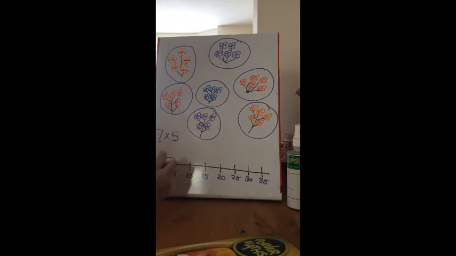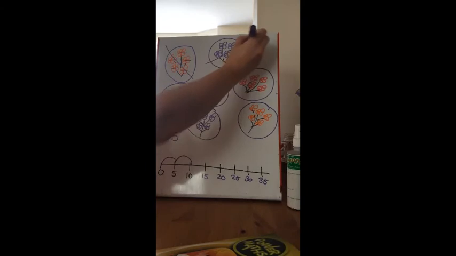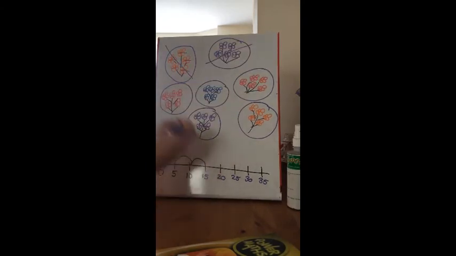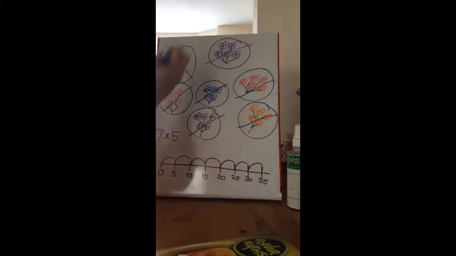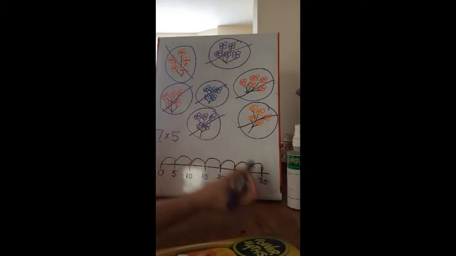So 1 jump, we can cross 1 off. 2 jumps, we can cross another 1 off. 3 jumps, 4 jumps, 5 jumps, 6 jumps, 7 jumps. So we have now counted all of our bunches of flowers. What did we land on? Where did we end up?